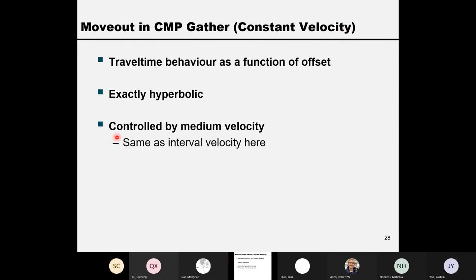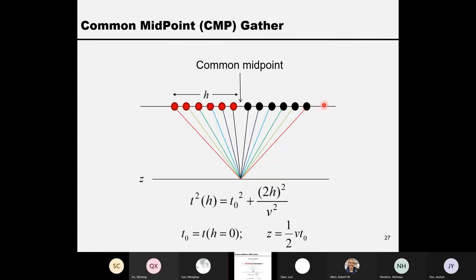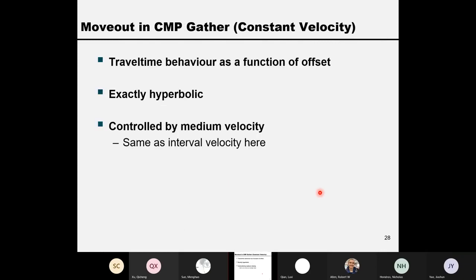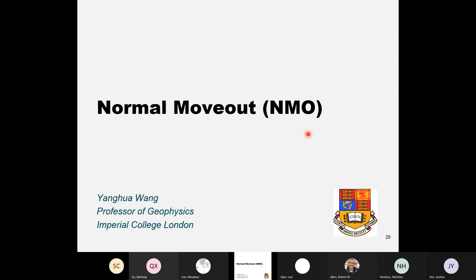And that's actually controlled by the interval velocities. So the average depends on the actual layered velocity within this interval. If we have 10 layers here, each layer velocity will affect the final average, right? Okay, that's called moveout in a CMP gather. As we said, if the subsurface has constant velocity, we have a perfect hyperbolic curve.